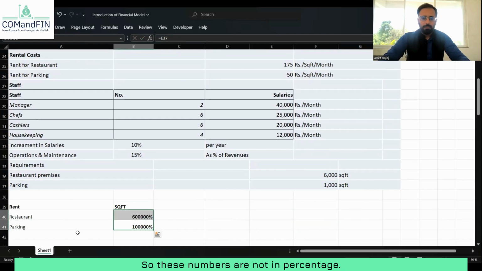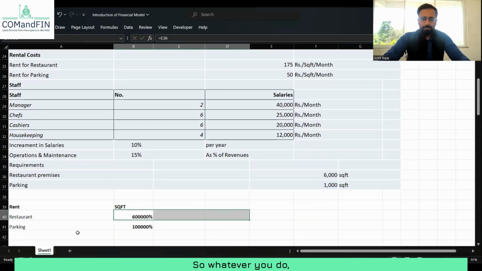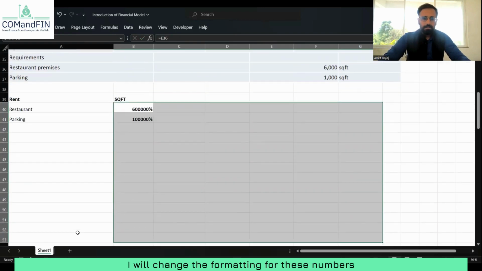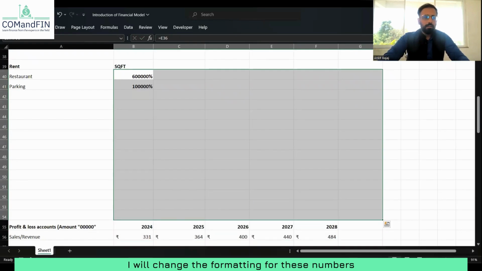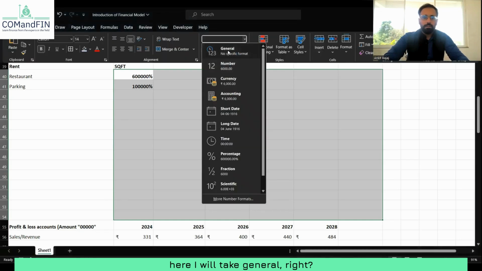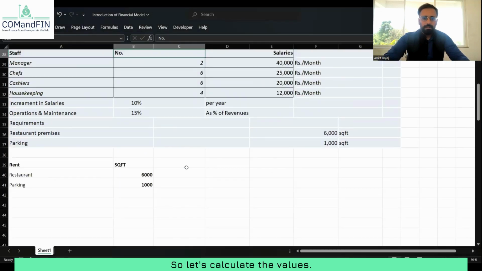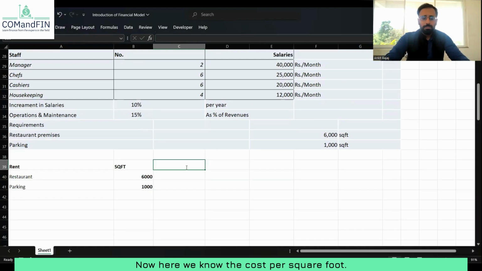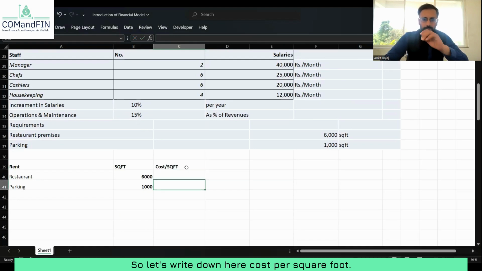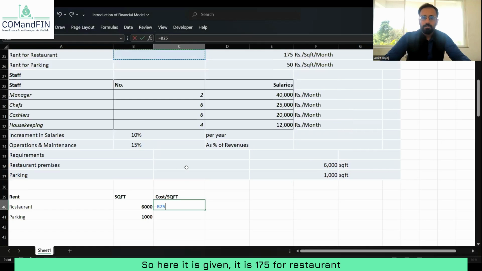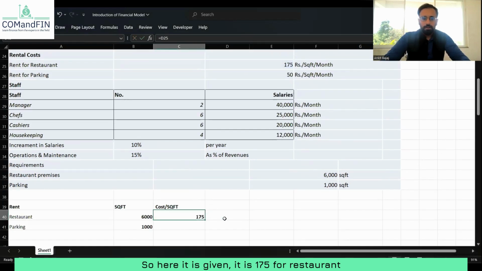So these numbers are not in percentage. So I will change the formatting for these numbers. Here I will take general, right? This is going to be the formatting here. So let's calculate the values. Now here we know the cost per square feet. So cost per square feet is given in the question. So let's write down here cost per square feet. So here it is given, it is 175 for restaurant and for parking it is 50, right?